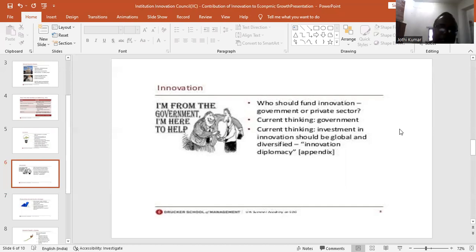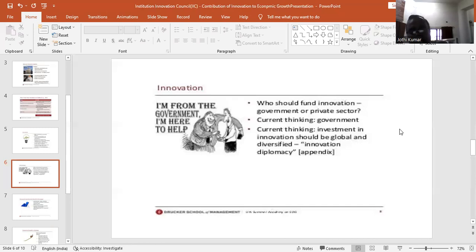Now, who will fund the innovation, government or private sector? People from academic backgrounds, who are filing patents, or researchers, or PhD holders, or postgraduates, or graduates will contribute to or fund innovation. Apart from them, some government officials can also participate in funding innovation. But all through this, innovation should be global and diversified.